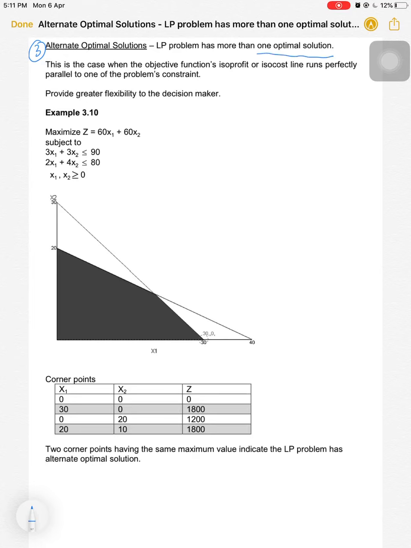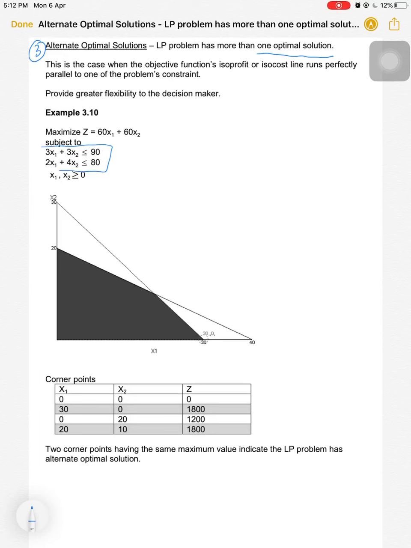So just now we have unbounded solution and also infeasible solution. That means there is no solution for those cases. But the other two, we have optimal solution. So for alternate optimal solution, that means we have more than one optimal solution. Okay, look at example 3.10.